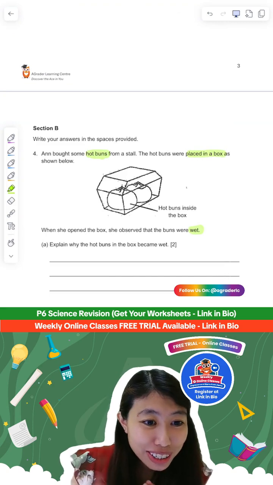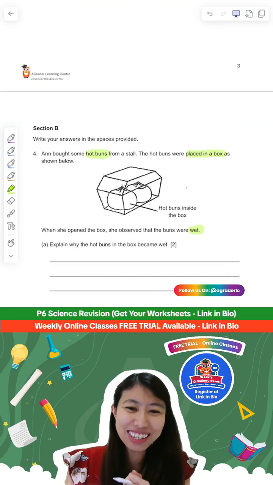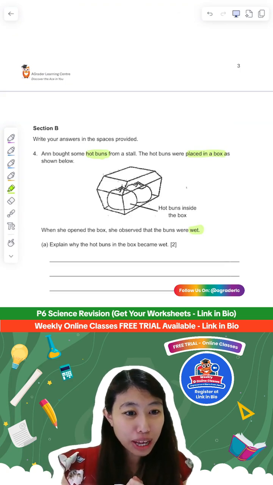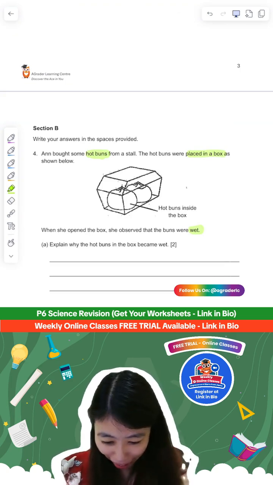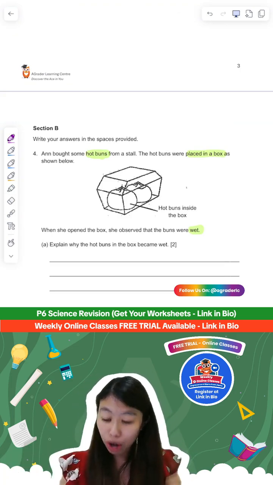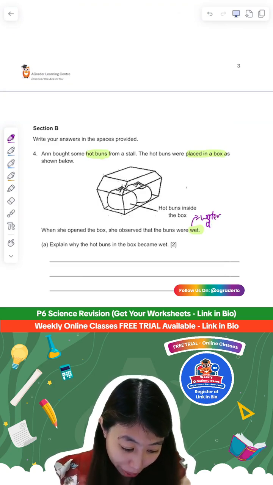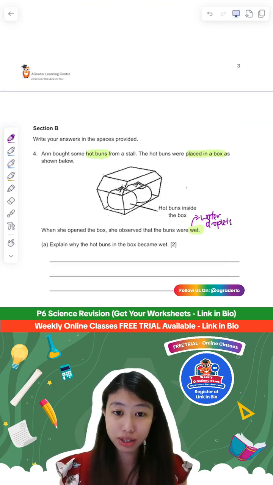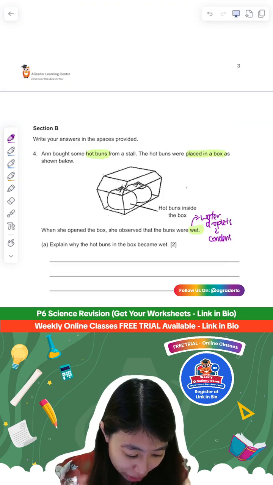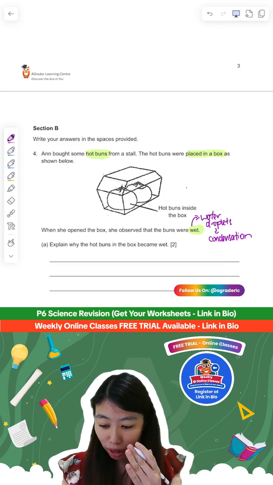What do you think has occurred? Very good. Thank you, Milo dinosaur. Yes, condensation has occurred. So they are wet. Why? Because there are water droplets on the buns. Why are there water droplets? It's because of condensation.